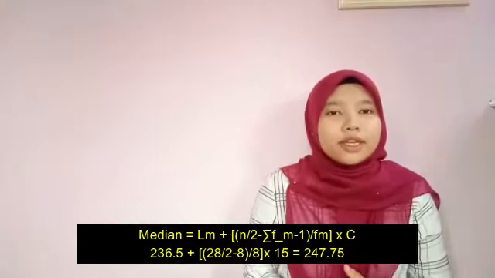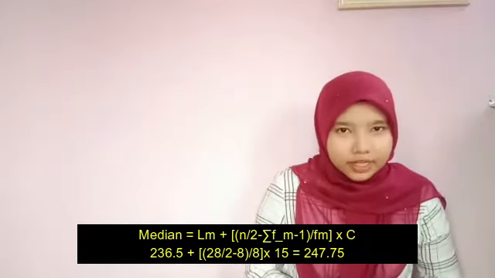Next, the median. The median for grouped data can be calculated using the following formula. We choose the class 237 until 251. The frequency is 8 and the cumulative frequency is 16. So the median is 247.75.